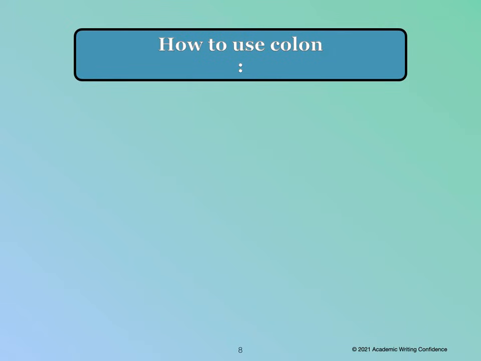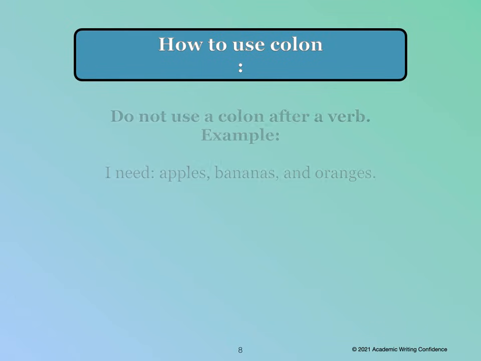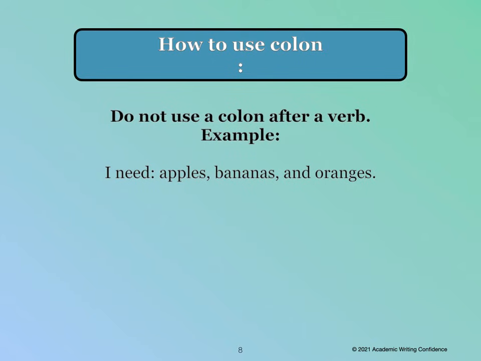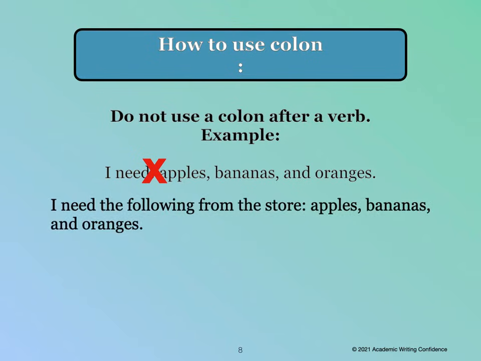One warning about using the colon. Do not use a colon after a verb. Here's an example. I need apples, bananas, and oranges. And you do not want to use a colon after a verb such as need. Now, it would be correct if you added these words before the colon. I need the following from the store: apples, bananas, and oranges.